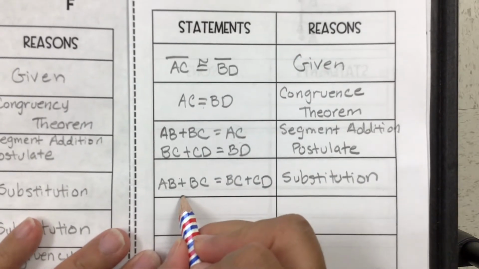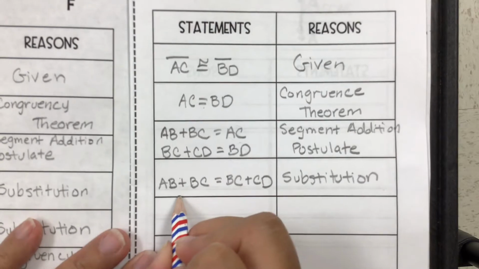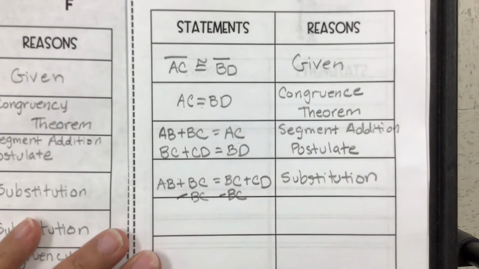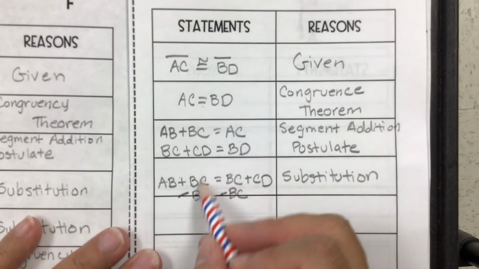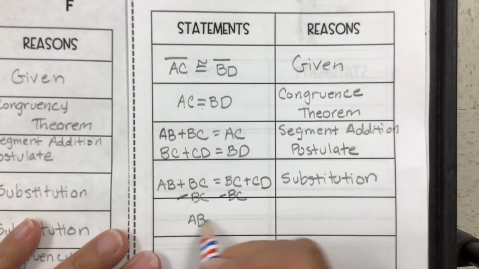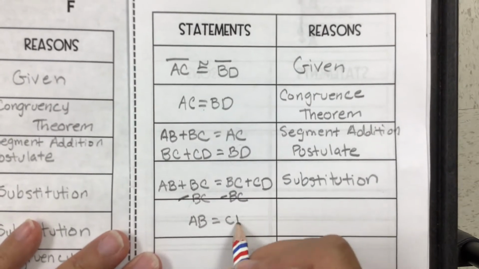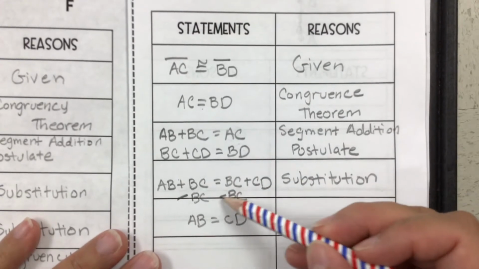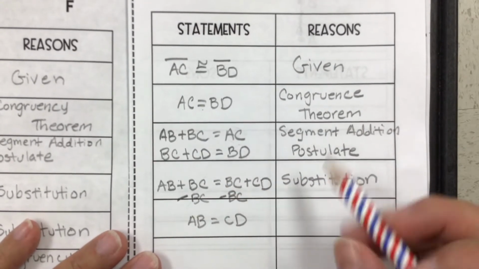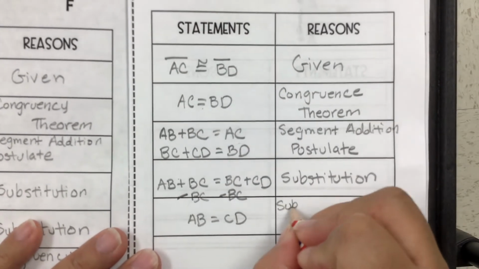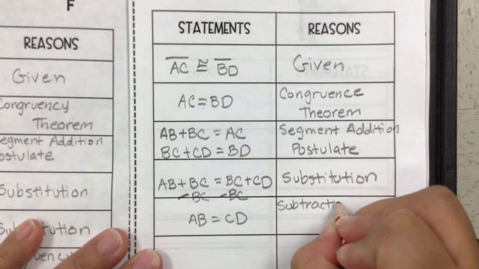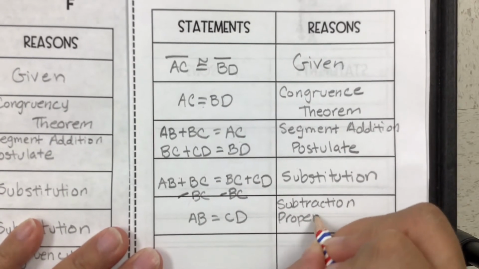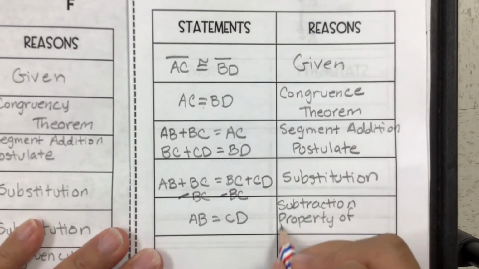Now I want you to pay attention to this. I'm going to write it on purpose in the middle of these lines. Minus BC, minus BC. So if I do that, I have AB is equal to CD. What could be the reason that I can write this step? It's called the subtraction property of equality.